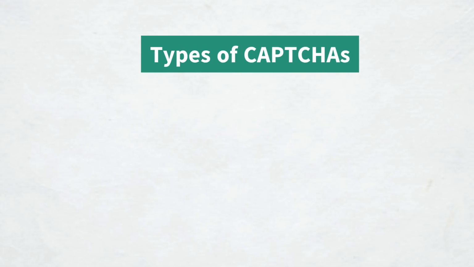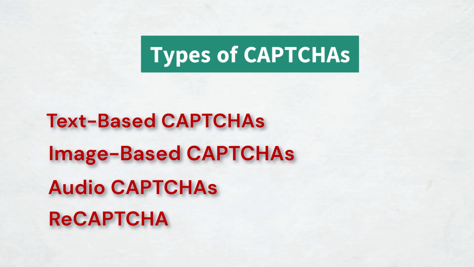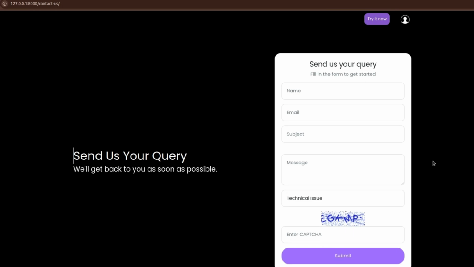There are several types of CAPTCHAs: text-based CAPTCHAs, image-based CAPTCHAs, audio-based, and reCAPTCHA. And we are going to explore text-based CAPTCHA in this video. So let's take an overview of what we are going to make in this video. I have a simple HTML form here in which I have implemented CAPTCHA. You can see it is showing an image in which there is some text.